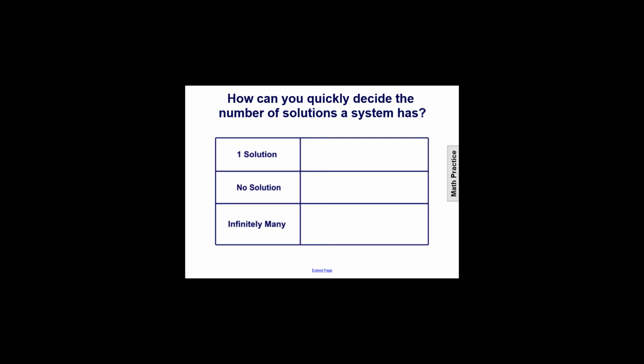But how can you quickly decide the number of solutions a system has again? Now, again, it's important for it to be in slope-intercept form, but why? What in slope-intercept form quickly identifies that a system will have one solution? What about slope-intercept form would let you quickly identify if the system has no solution versus infinitely many? Think about slope-intercept form itself. You have y equals mx plus b. What are the important characteristics we're looking for? What is going to make these 3 different possibilities stand out?